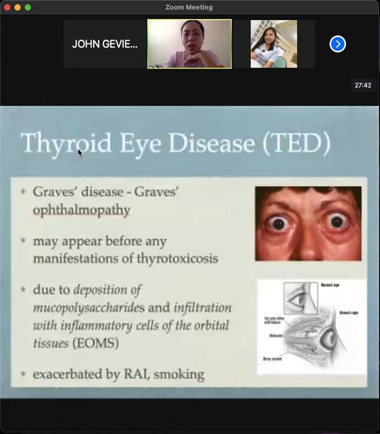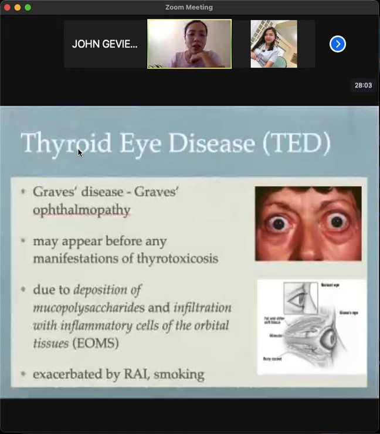So yes, exophthalmos or proptosis. It could either be unilateral or bilateral. Exophthalmos is due to deposition of mucopolysaccharide and infiltration of inflammatory cells in the orbital tissues.